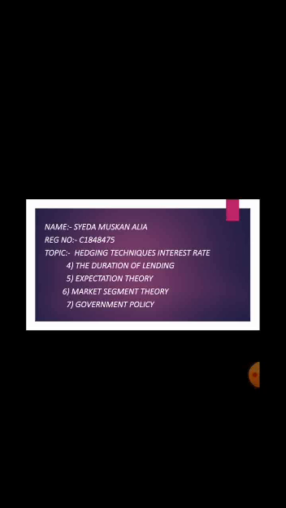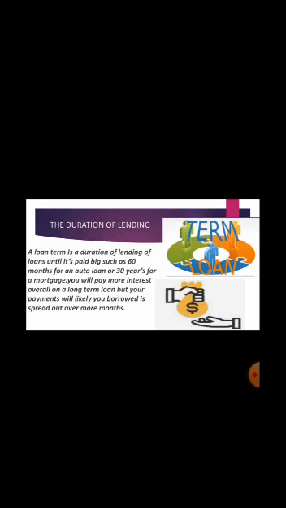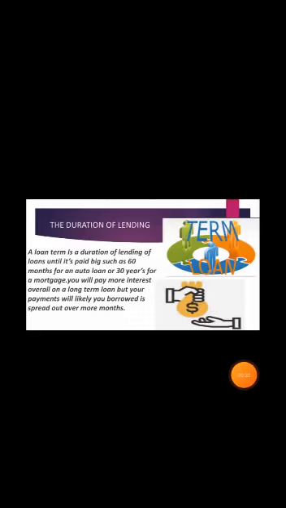Topic: continuation of hedging techniques, interest rate. The duration of lending, expectation theory, market segment theory, government policy. The duration of lending: a term is a duration that has been lent as a loan until it has been paid back, such as 60 months maybe for an auto loan or 30 years for a mortgage. That is known as a big duration, but the borrower has to pay more interest overall on a long term.